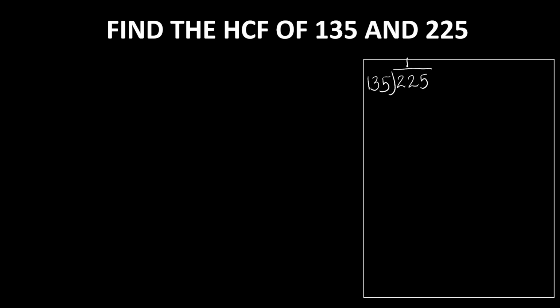Multiply 135 with 1, we will obtain 135. Let's subtract 225 minus 135. We will get 90. So on division, we are getting a remainder of 90. Let's write it down in terms of Euclid's division lemma. So 225 is equal to 135 into 1 plus 90. We have written dividend is equal to divisor into quotient plus remainder.